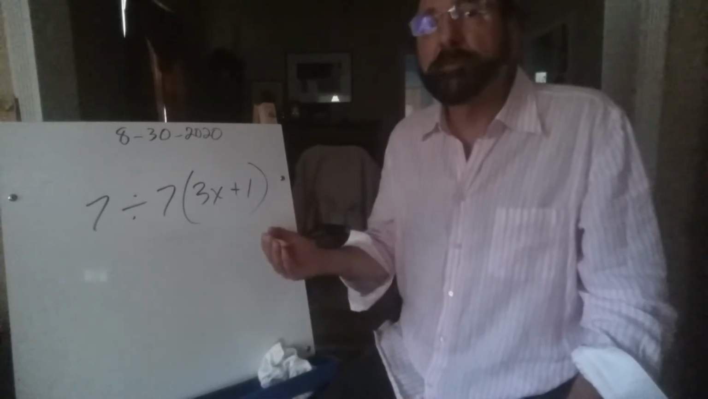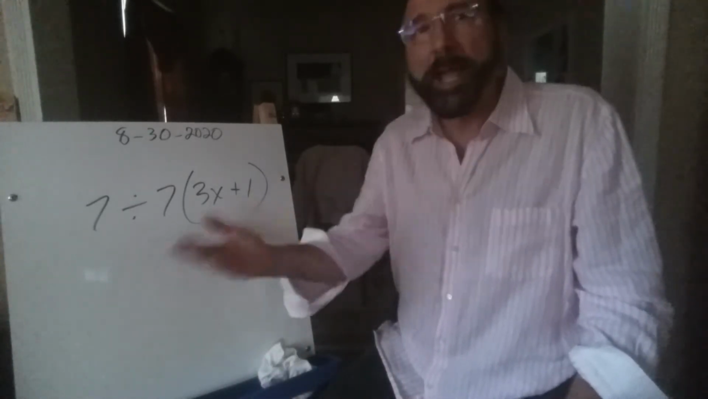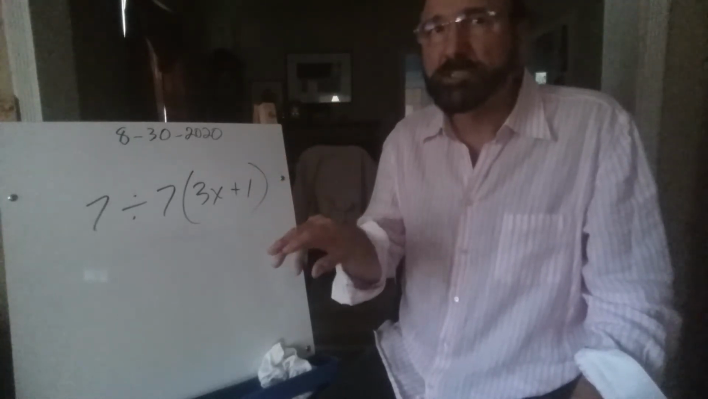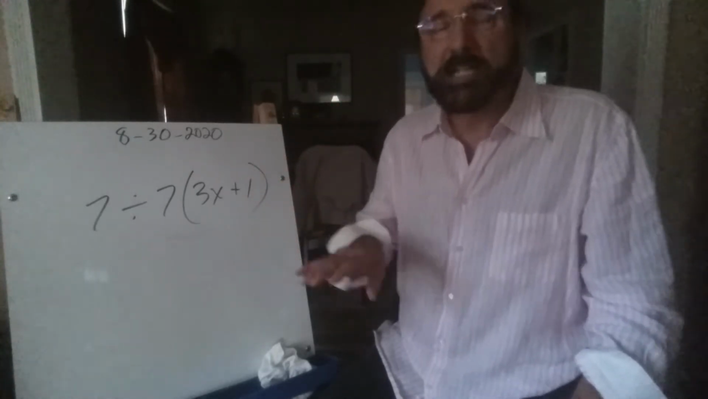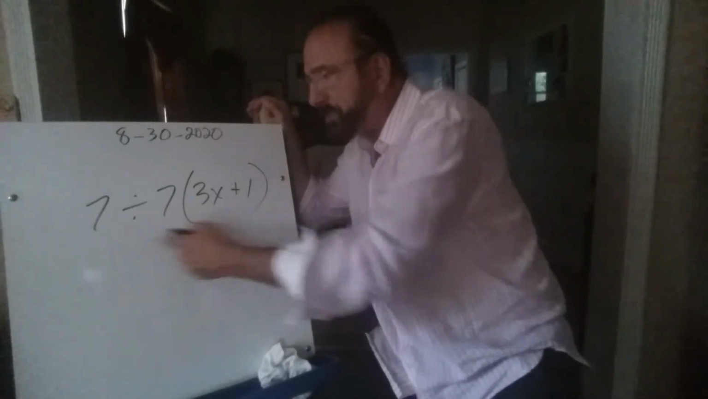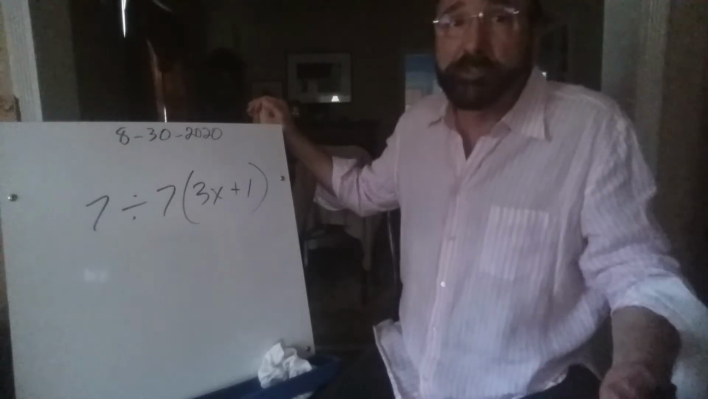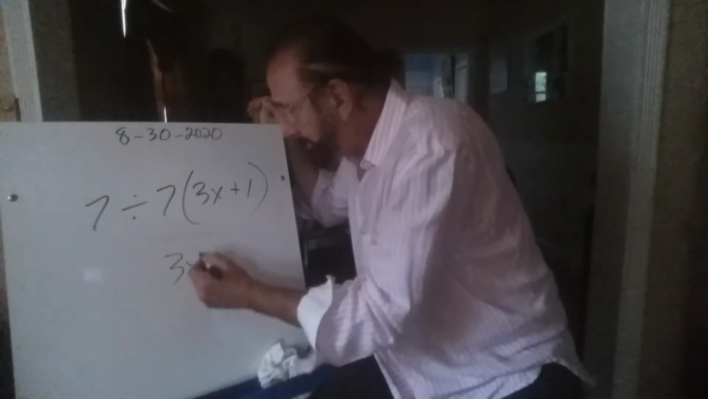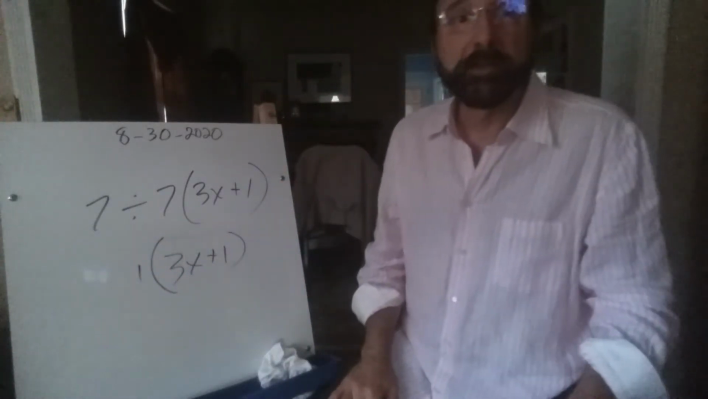What I wanted to hear from you was, when you see PEMDAS, it looks like you have to do the multiplications before the divisions. Not so. You do them in order. This is a multiplication, this is a division. I'm doing the division first. 7 divided by 7 is 1. 1 times this is just 3x plus 1.